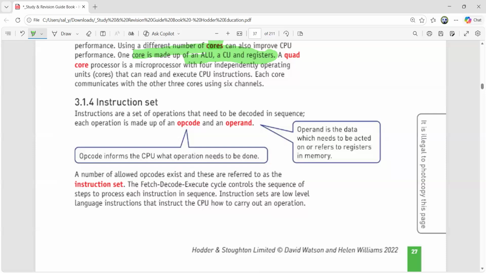Now, this is the definition, and please do not be confused with the two terms. Instruction set is different and character set is different. A number of allowed opcodes exist, and these are referred to as the instruction set. So whatever your processor can comprehend, can work on, are the allowed opcodes. They are making an instruction set. And remember, every single architecture has a different instruction set. And these are simply the low level instructions which are understood by that CPU only. Like every architecture is designed differently. Similarly, the instruction sets are going to vary from processor to processor. So that is what we should be very clear about.